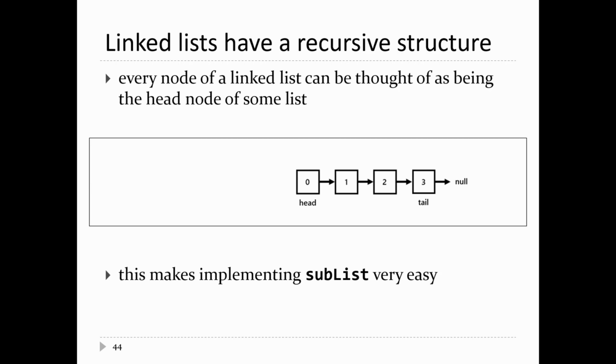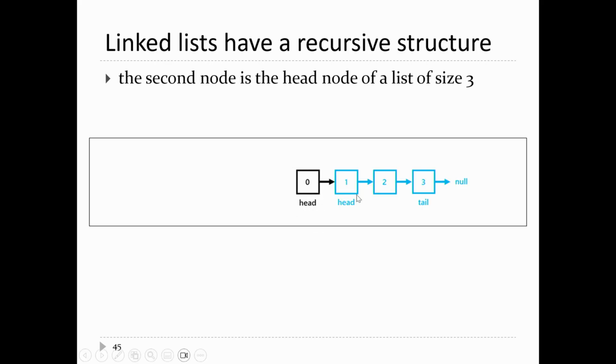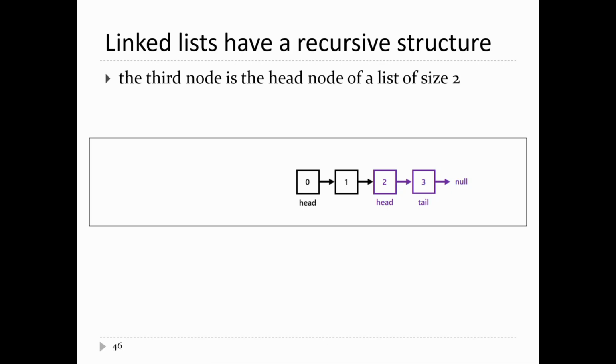And just like in a stack where you're implementing the stack using a linked sequence of nodes, every node in the linked list can be thought of as being the head of some list. So in 0, 1, 2, the head of this list is the 0. But if you go to the next node, you can imagine that the 1 is the head of the list 1, 2, 3. The 2 is the head of the list 2, 3. And the 3 is the head node of a list containing just the 3.